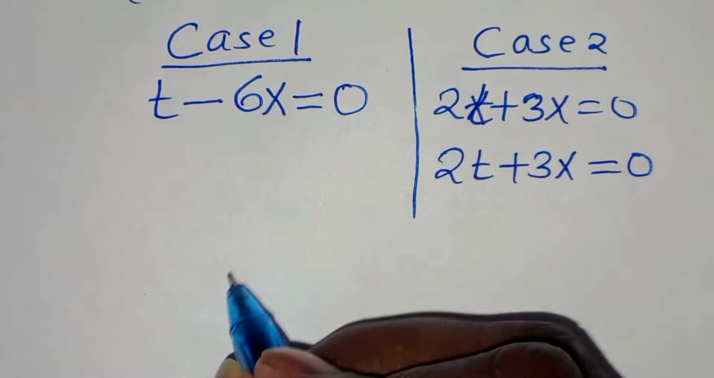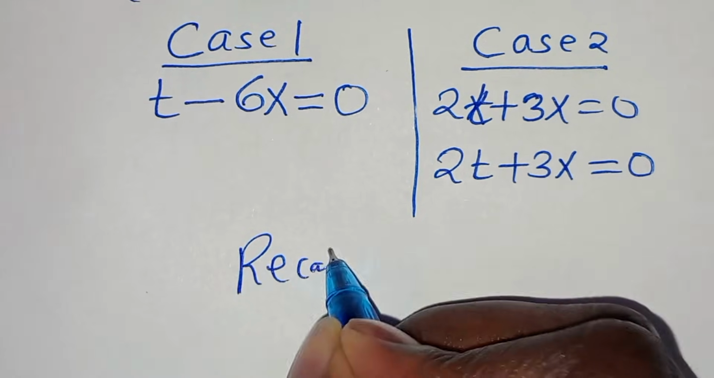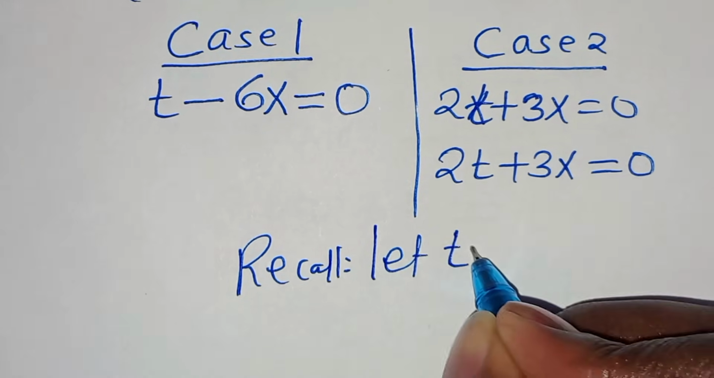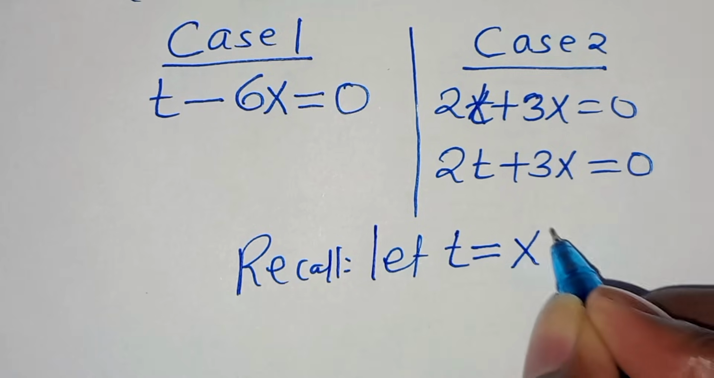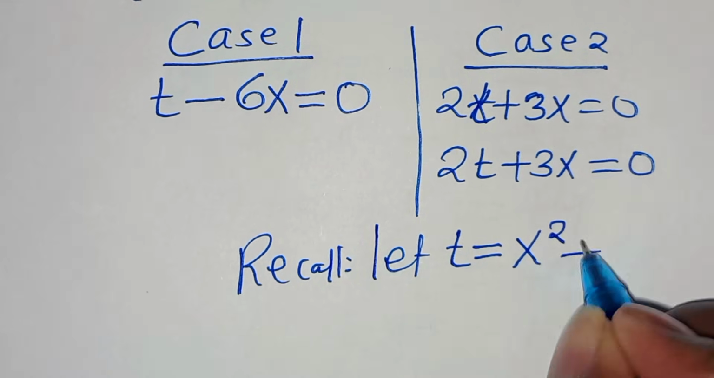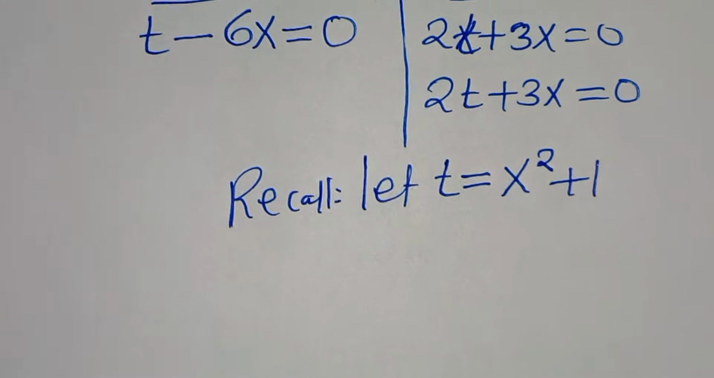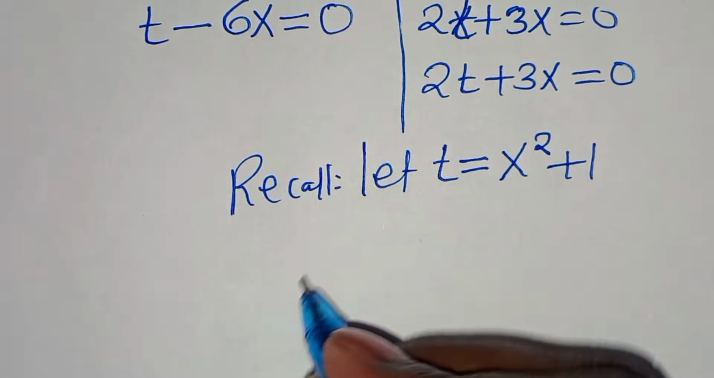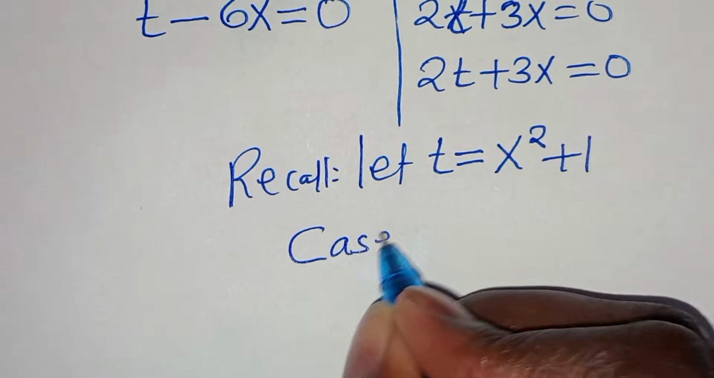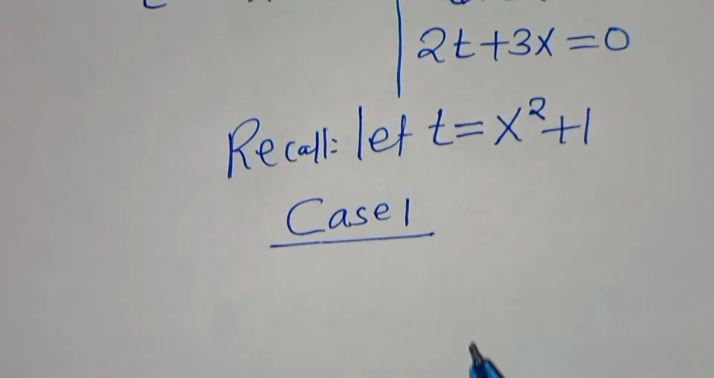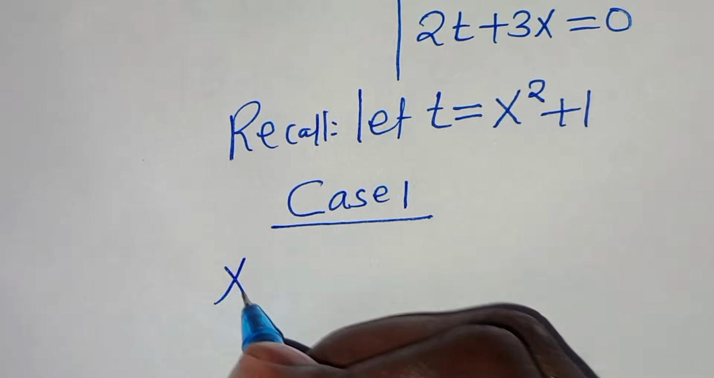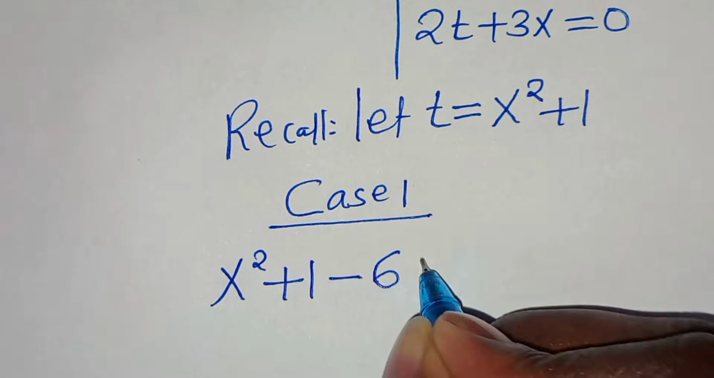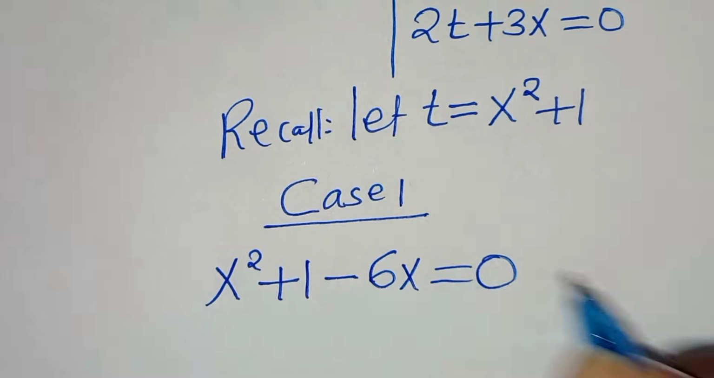Now, if you recall, we are saying that let t be equal to x squared plus 1. Now, let's substitute the value of t. Let's start with the first case here. So, case 1. In case 1, we have t, which is x squared plus 1, minus 6x, equal to 0.